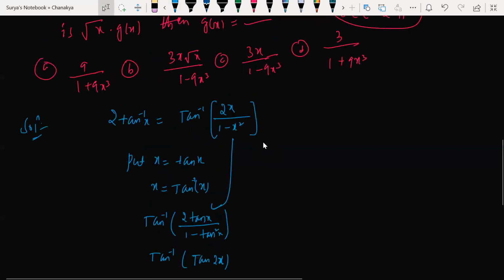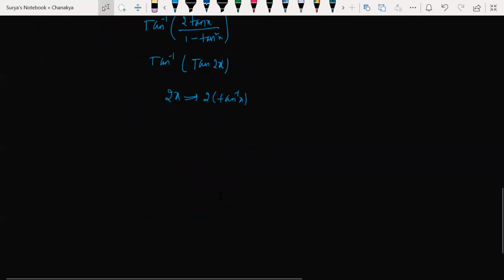Right, x is equal to tan inverse of x or not? Look at here. X is tan x. So this x is going to be what? Shifting tan to that side, it becomes tan inverse of x. So what you're going to get now? Tell me.